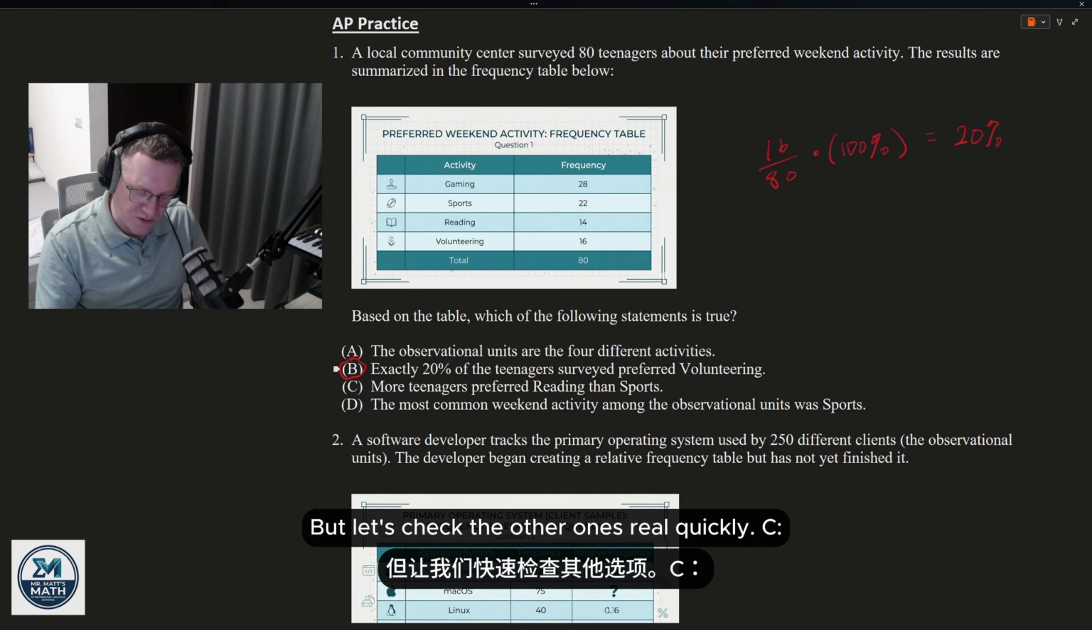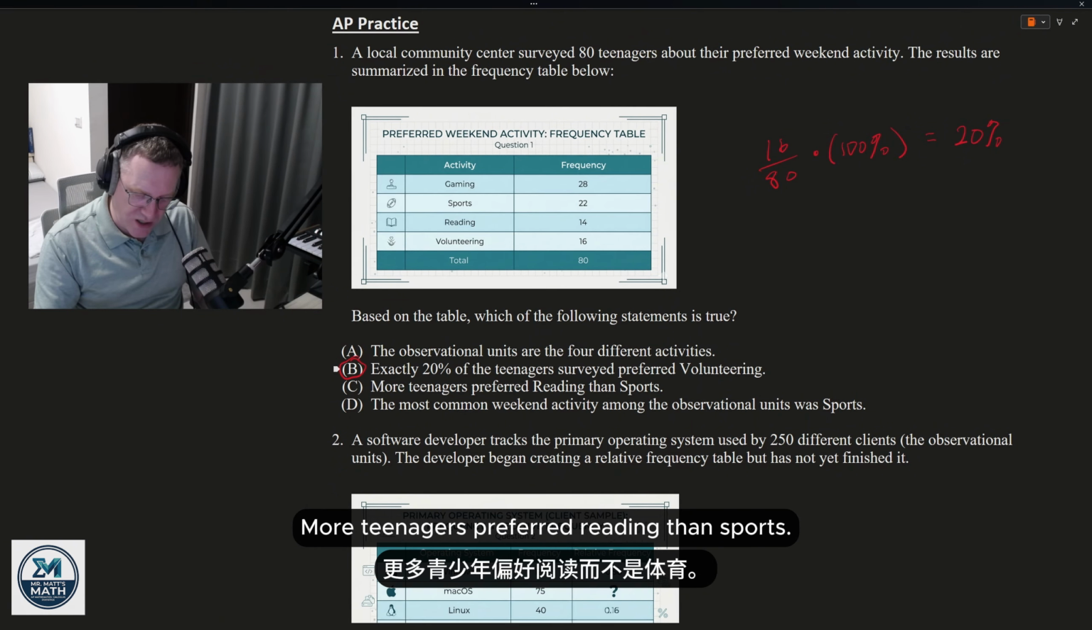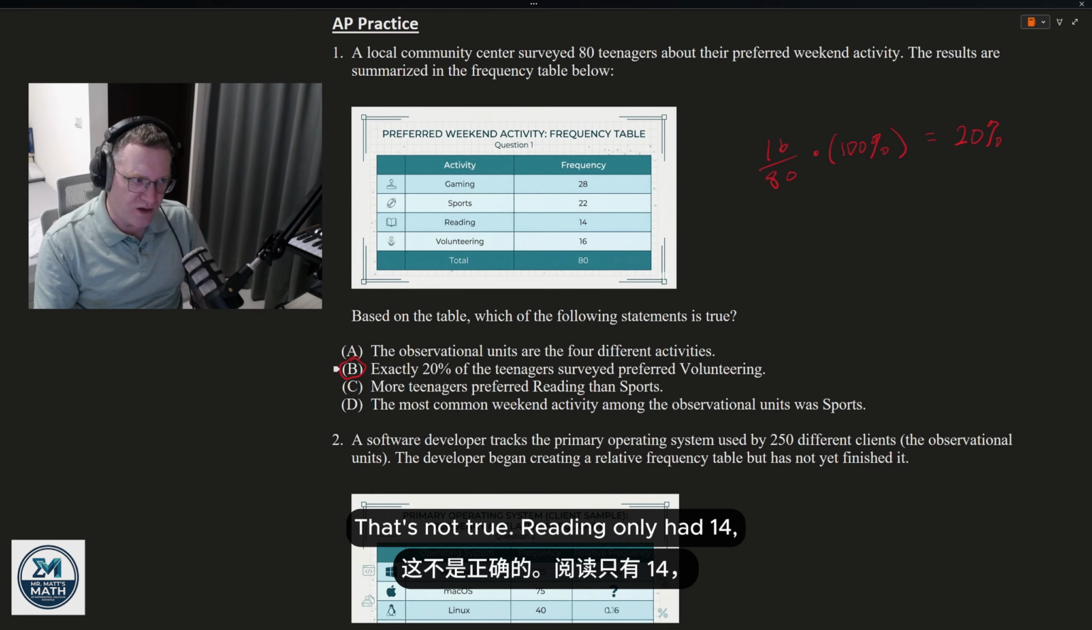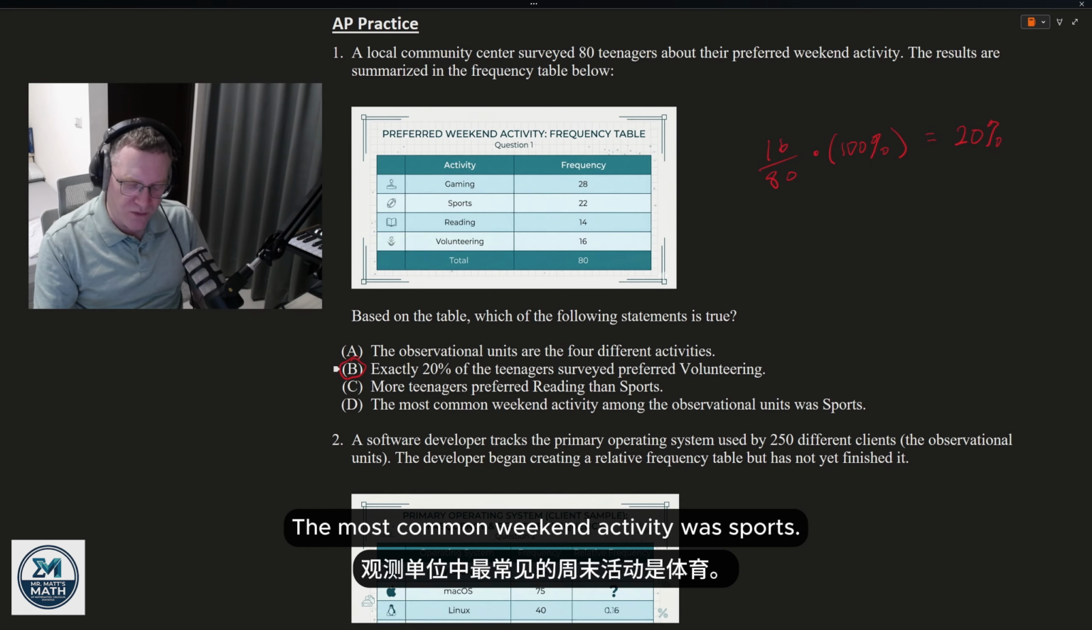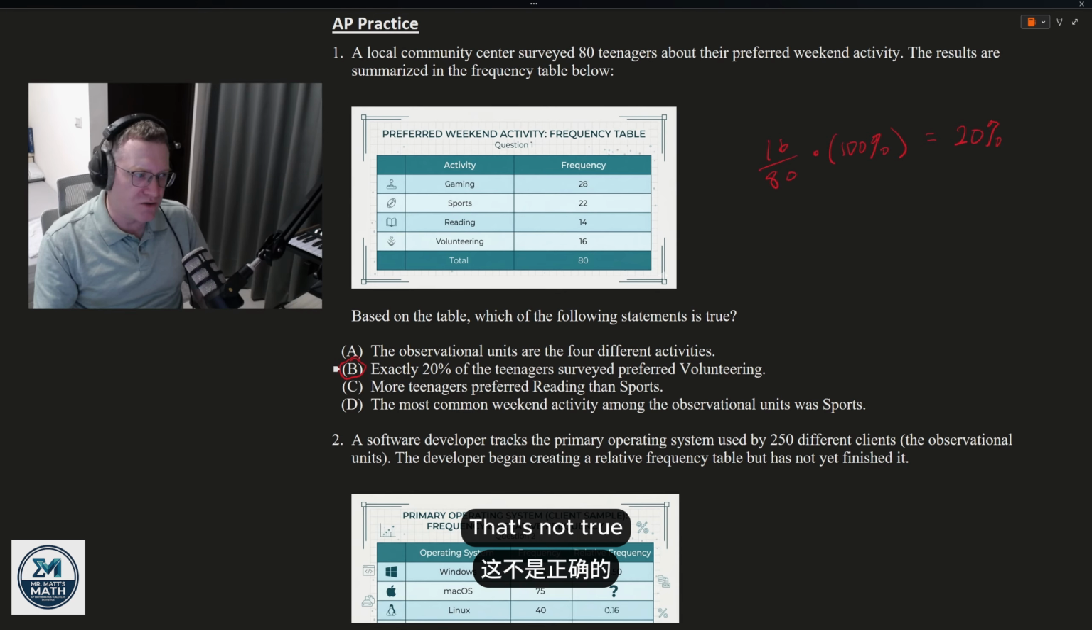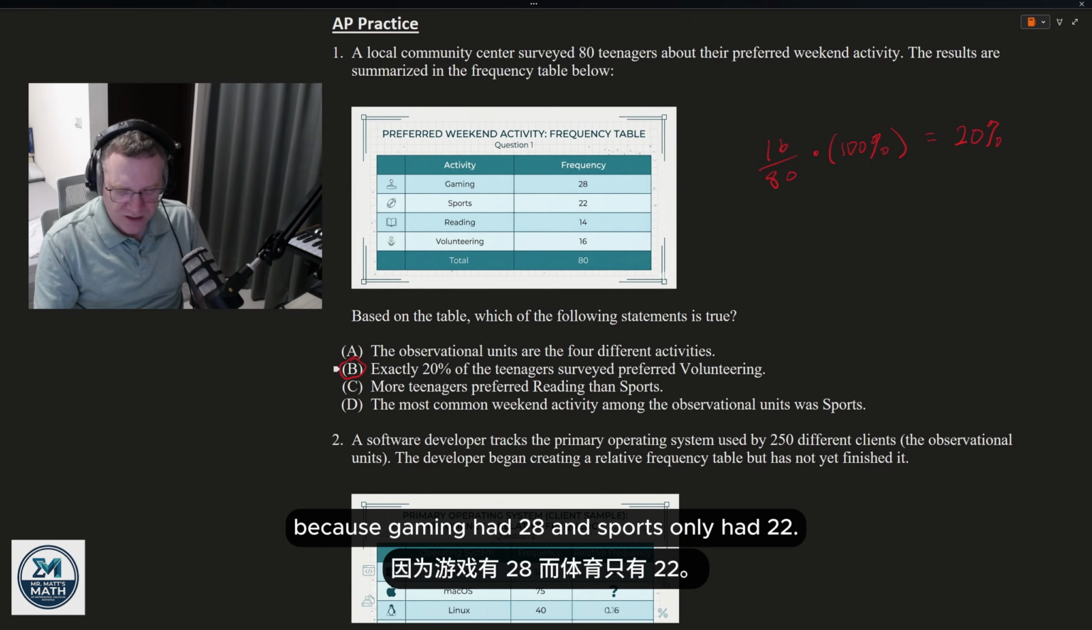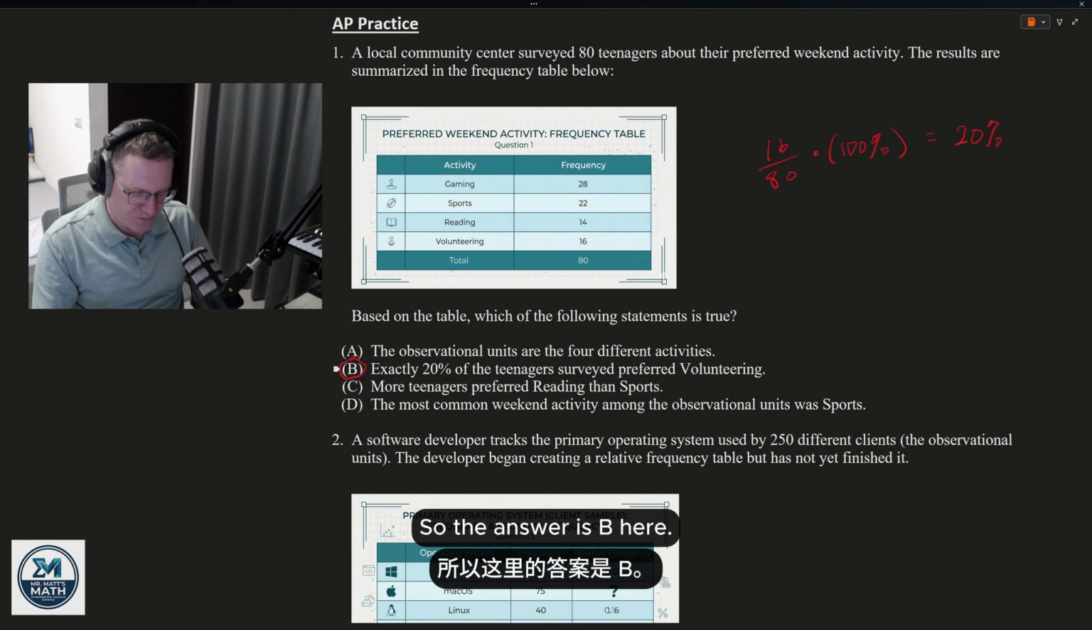But let's check the other ones real quickly. C, more teenagers preferred reading than sports. That's not true. Reading only had 14. Sports had 22. And D, the most common weekend activity was sports. That's not true because gaming had 28 and sports only had 22. So the answer is B here.